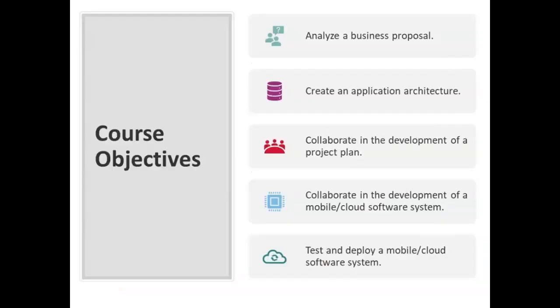So the course objectives: you're going to analyze a business proposal, create an application architecture, collaborate in the development of a project plan, and collaborate in the development of a mobile cloud software system. Again, that's flexible on what you do there, and you're going to test it and you're going to deploy it. Okay, so coming up with an idea, a business proposal, yes, typically you have business use cases.